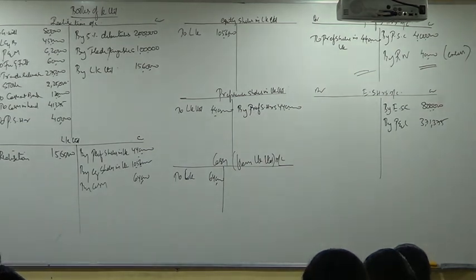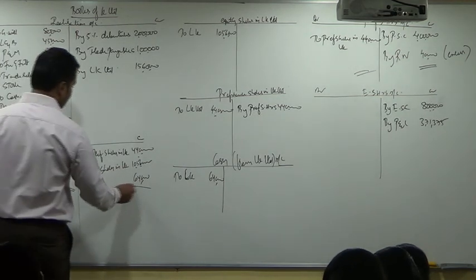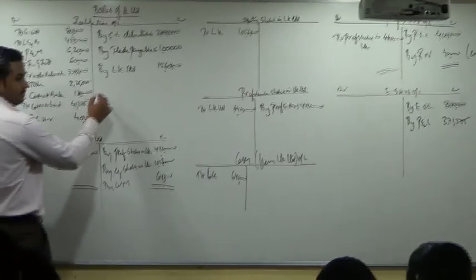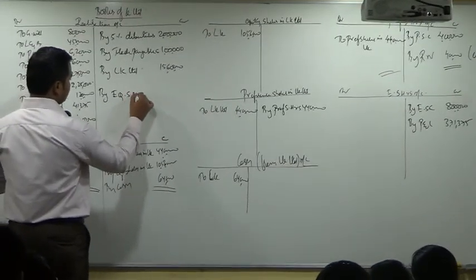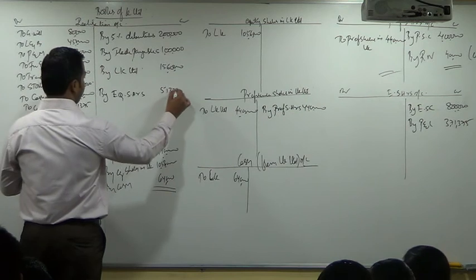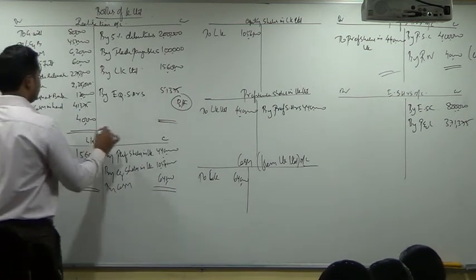Now everything is settled except shareholders. Now we can calculate realization profit or loss. Please tell me what is the realization profit or loss? Loss, we have by equity shareholders. Balancing figure, loss.